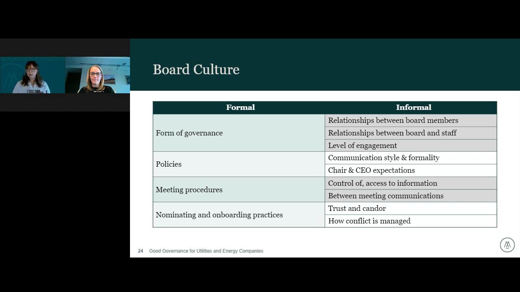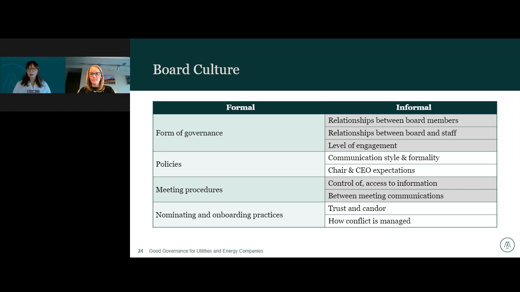Do they go through the CEO for everything? Is there a board liaison? Are there other staff that they go to directly? And how do we communicate in between meetings as well? Thinking about things like quorum, thinking about things like not doing side dealing, but also making sure that folks have the right kind of information and that they have strong relationships.